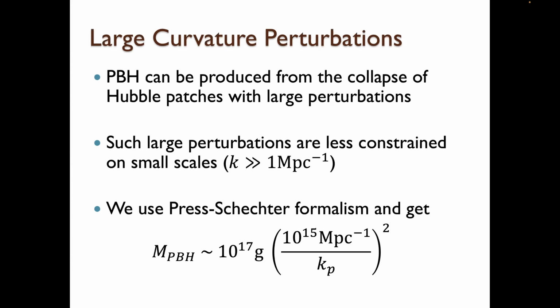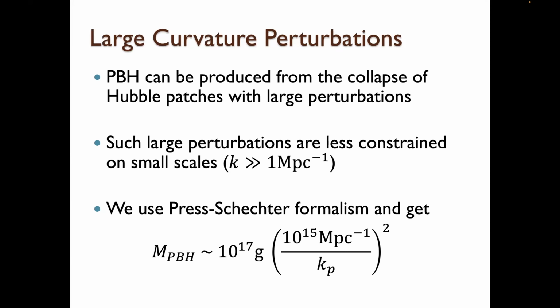Here, k_p is the k peak in the curvature perturbation. A k_p of 10 to the 15 inverse megaparsec gives around 10 to the 17 gram primordial black holes, which is asteroid mass. But to have a whole Hubble patch collapse into a single black hole, we need a very large amplitude of curvature perturbations, mainly of order 1.